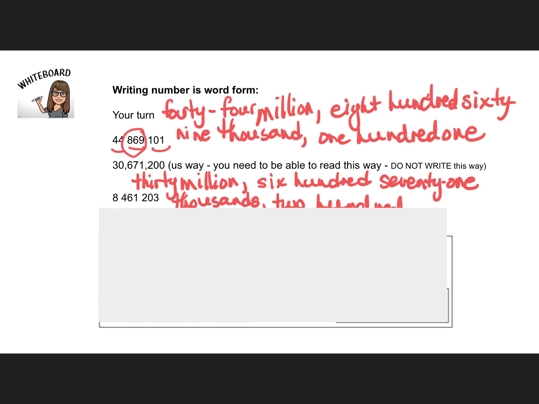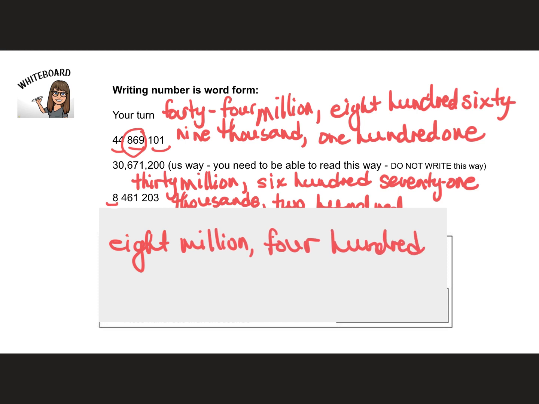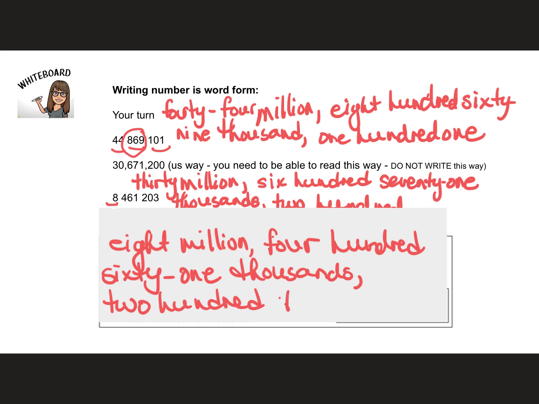Again, it's in the millions period. So, and it needs to be a word, not a number. 8 million, comma, end of that period. 461, again, that's a two-word number, needs to have the hyphen. Thousands, because it's in the thousands period, comma, and then we're left with our last period, 203.